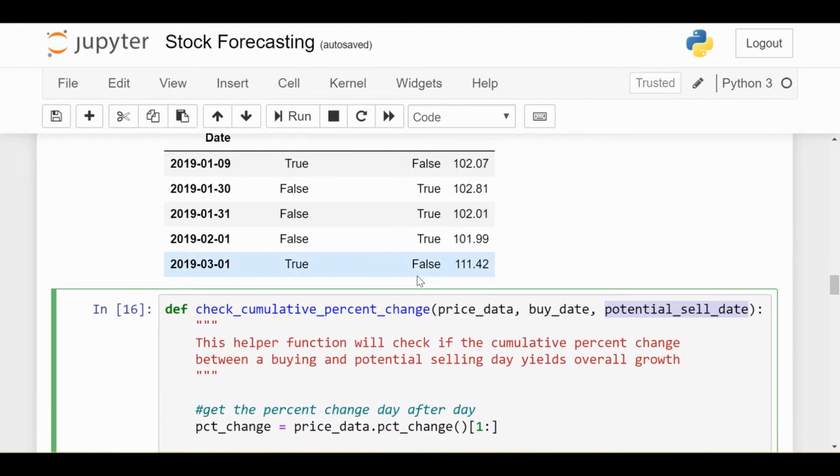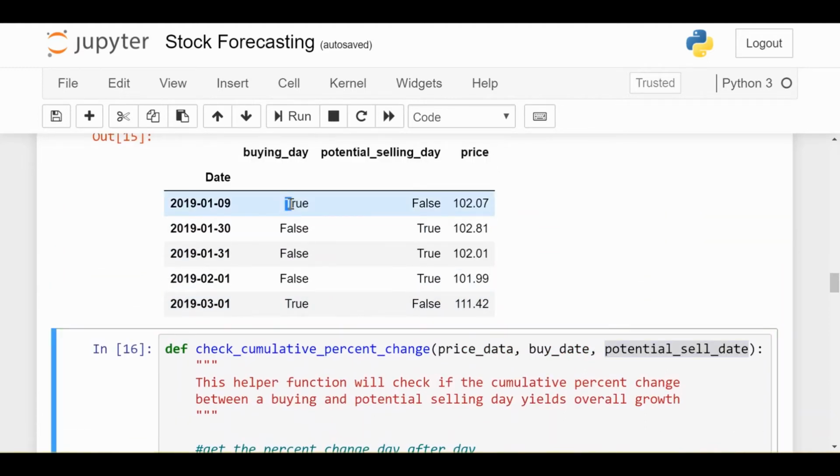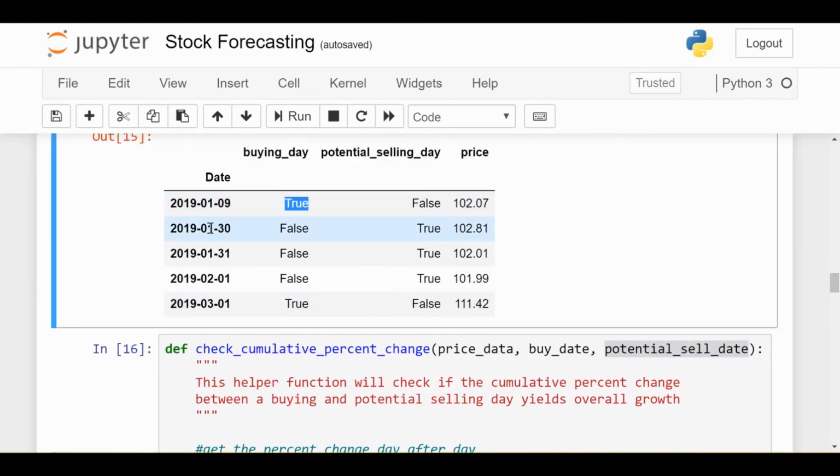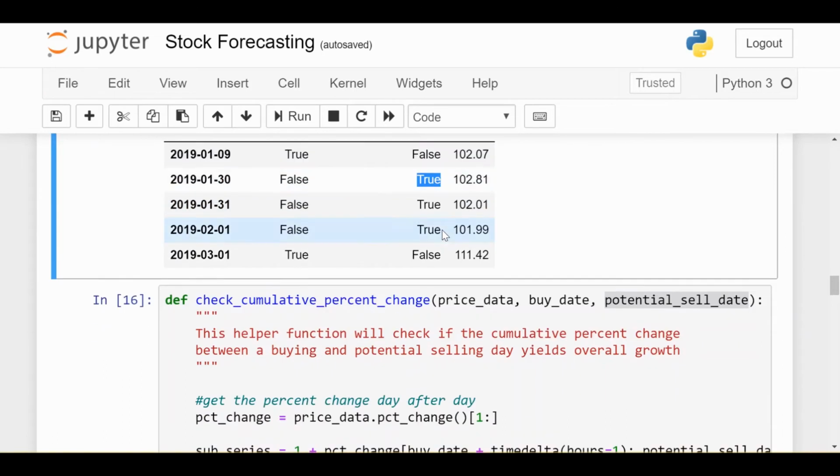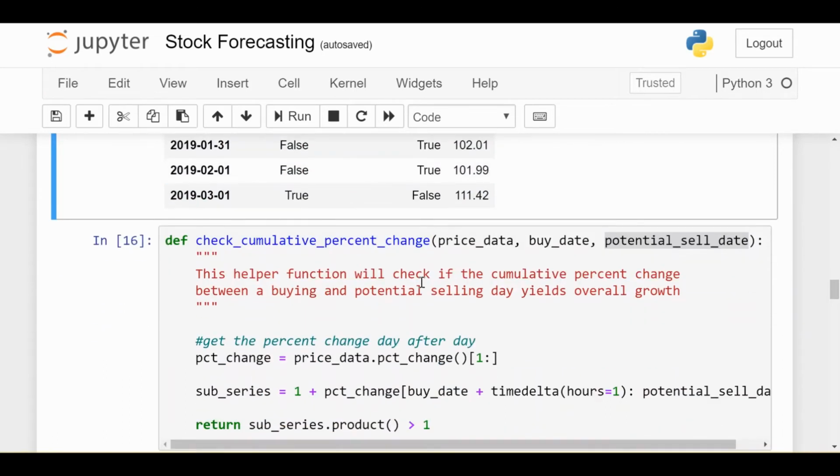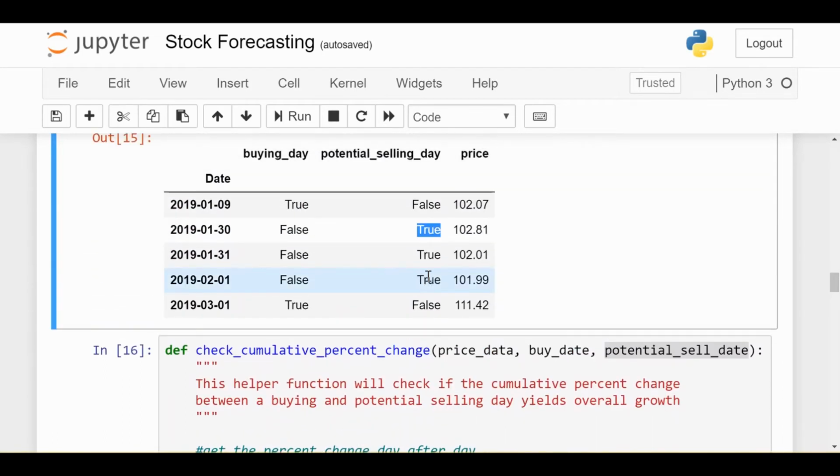And that's important because now we can see that, let's say we bought on this day, and then we reach January 30th, 2019, and we see that, oh, this is a potential selling day, but I also have to run the data through this function to check if I've made a profit at that point. Here you can see I have, because if I bought at 102.07 and I sell at 102.81, then I have made a little bit of a profit, and therefore we can actually sell this stock on this day.